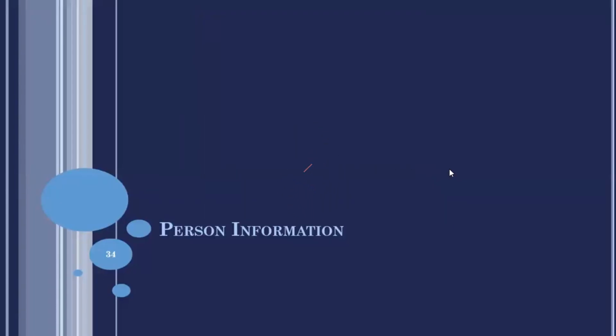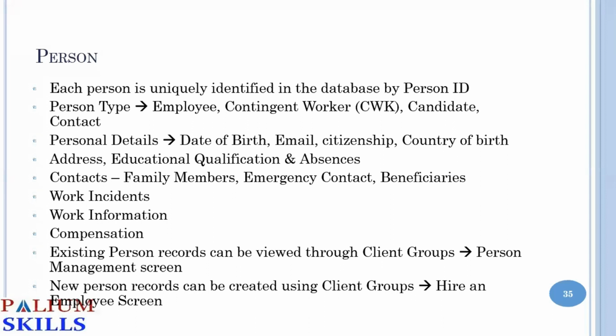So when we say a person, we know there is a person type which tracks who is what type of person. You have different person types like employee and contingent worker. Who is a contingent worker? Someone who is not working on your payroll is a contingent worker. Then you have candidates, applicants, contacts. These are all different people whose information you're holding in the system.